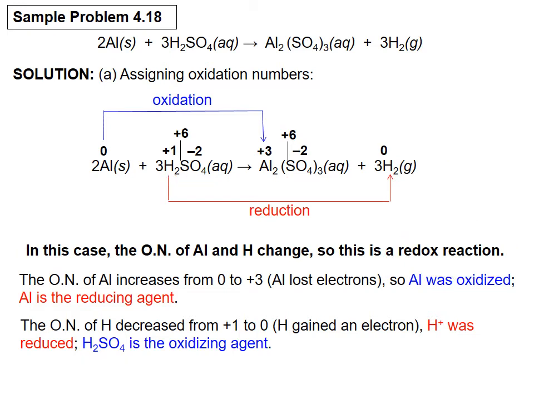I want to point out that if a reaction involves a polyatomic ion, and the polyatomic ion in the reactant and product are the same, the numbers are the same. For example, in this case, 3 sulfate in the reactant, 3 sulfate in the product. Then you can eliminate sulfate. Sulfate remains the same. It doesn't contribute to the redox reaction.